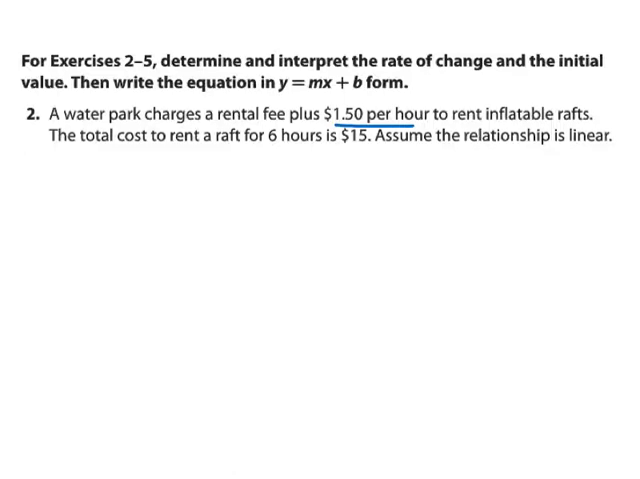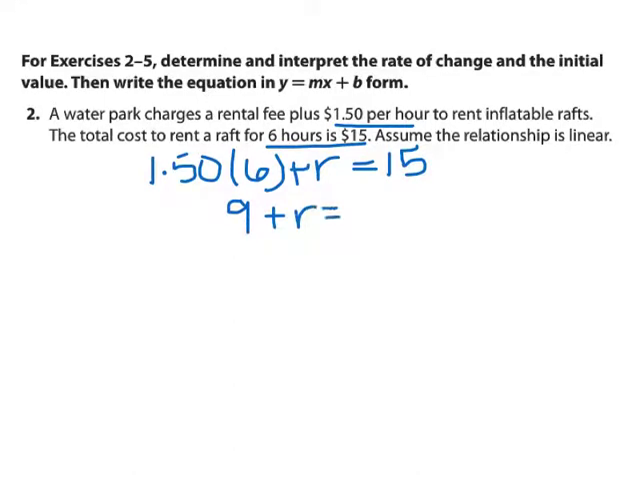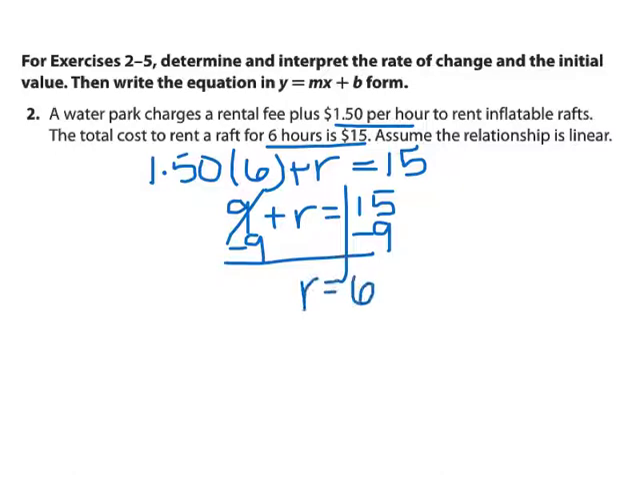So first we have to figure out how much the rental fee is. So we have $1.50 times the hours. Well, we know 6 hours plus a rental fee is $15. So we're going to solve that. 1.50 times 6 is 9, plus r equals 15. Subtract 9 from both sides, and r equals 6. So $6 is my rental fee.